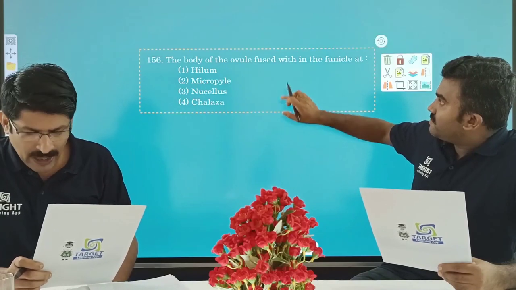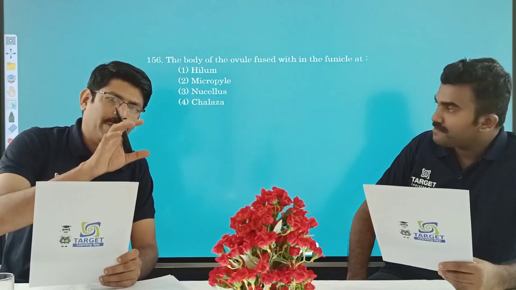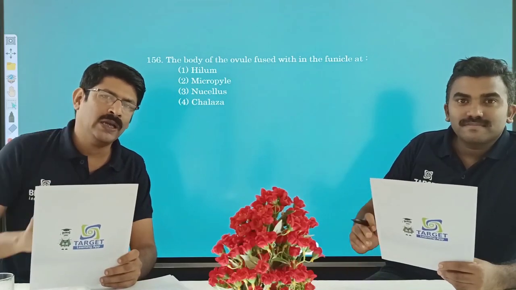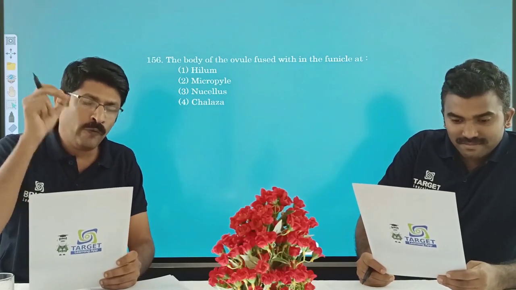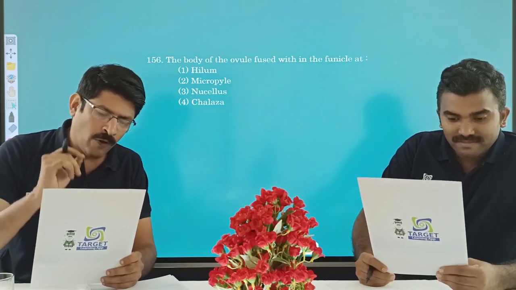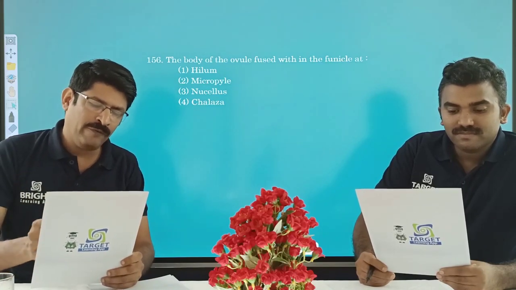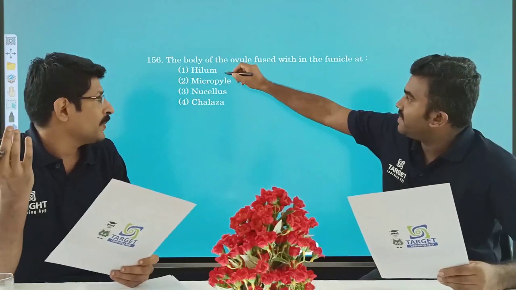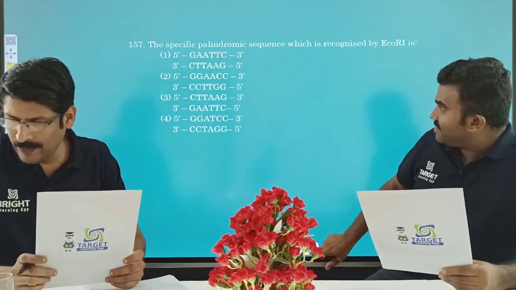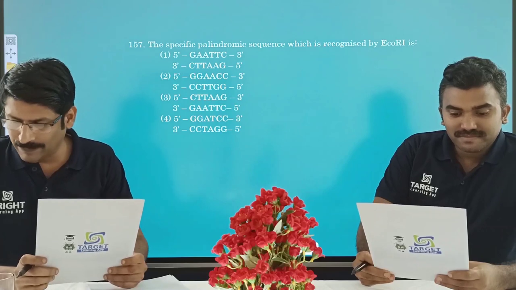156, the section from sexual reproduction in flowering plants, page number 25. There are different diagrams related to the gynoecium or the pistil, and also an ovule diagram, and below that there is a paragraph explaining that the body of ovule is fused with the funicle at hilum. Hilum, right. It is a direct one, page number 25.